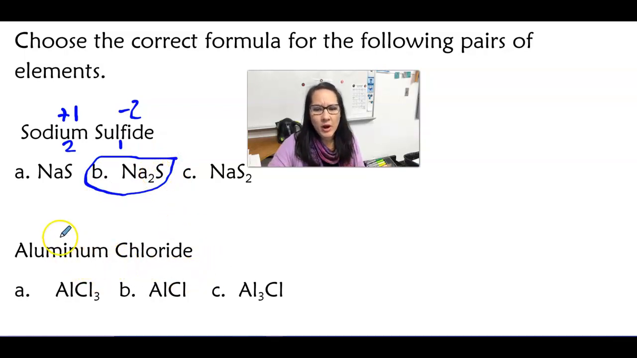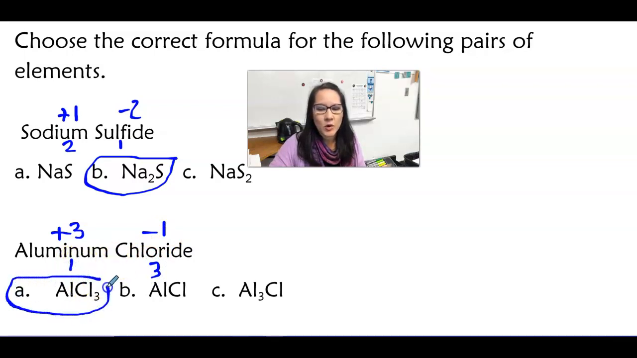What about aluminum chloride? Well, look at the charges. Aluminum is a +3 charge. Chloride is a -1 charge. And so to balance this +3, I would need 3 chlorides for every 1 aluminum. And so I would choose AlCl3 because that's 1 aluminum for every 3 chlorides to have a balanced ionic formula.